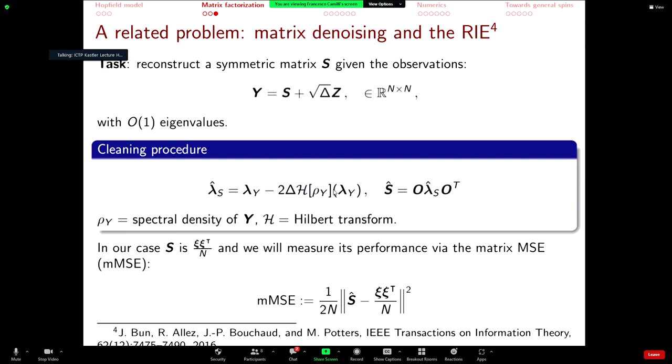And so the rotational invariant estimator works as follows. You assume that the best estimator you can produce diagonalizes on the same eigenbasis as the data, of Y, okay? So once you have taken care of these orthogonal matrices, of the eigenbasis, you just need a cleaning procedure for the spectrum, that was studied by Bun, Bouchaud, and Potters. Okay, and it is this one here. I will not enter into the details, of course. But I wanted to mention it, because later we will test the performance of our procedure in matrix denoising. Because if you do matrix factorization, you also have an estimator for the xi xi transpose, for the entire matrix. We will test it against the rotational invariant estimator with this matrix mean square error, which is simply a Frobenius norm of the difference.